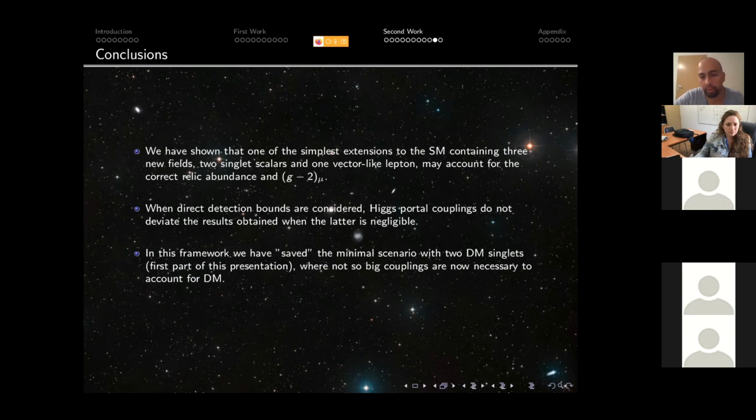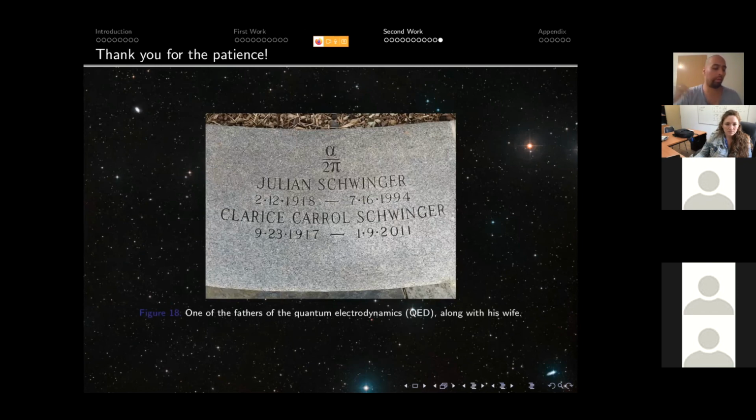Last but not least, this model also presents lower couplings for this lambda 1,2 parameter in comparison with the first work, in which, as I told you, lambda 1,2 got very high values. In this case, we could evade those big numbers in such a way that the model can behave better at higher energies. So yeah, that was all.